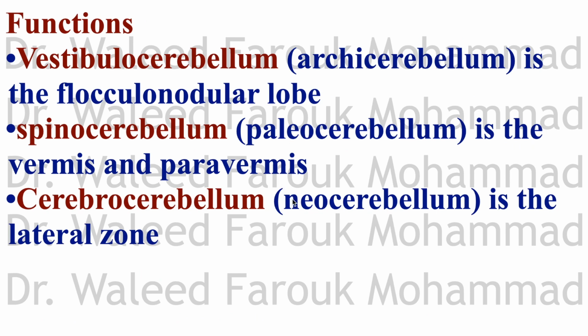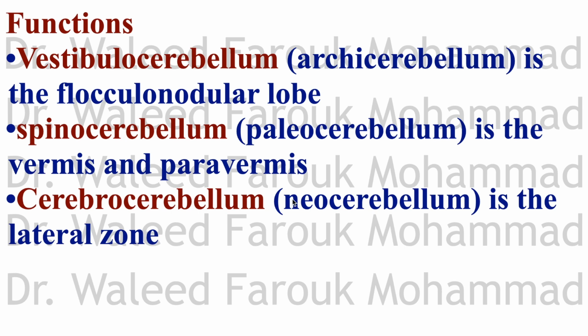Functions: you can differentiate the cerebellum into three regions. The vestibulocerebellum, which is called the archicerebellum, which is present in humans and in primitive animals, is the flocculonodular lobe.